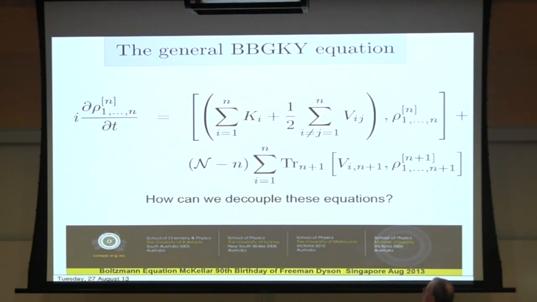So the time dependence of the n-particle density matrix, where the little n is somewhat smaller than the total number of particles, then depends on the n plus 1. We have a commutator of an operator with the n particles, and this is the small n-particle Hamiltonian. And then we have the interaction of one of these n particles with an extra one. This factor here just says it doesn't really matter which extra one it is, they're all the same.